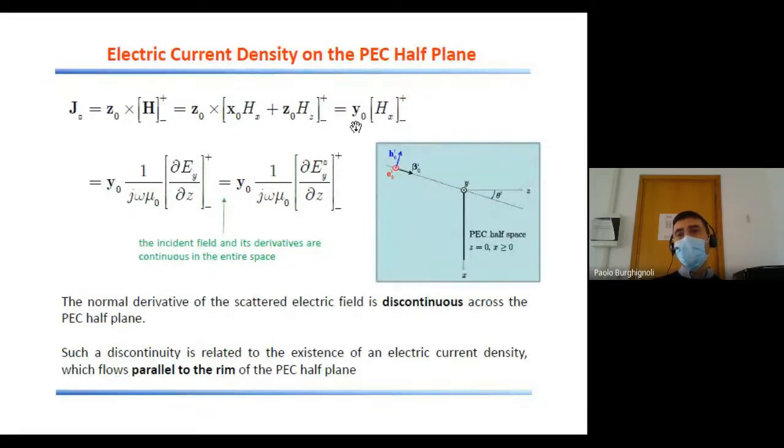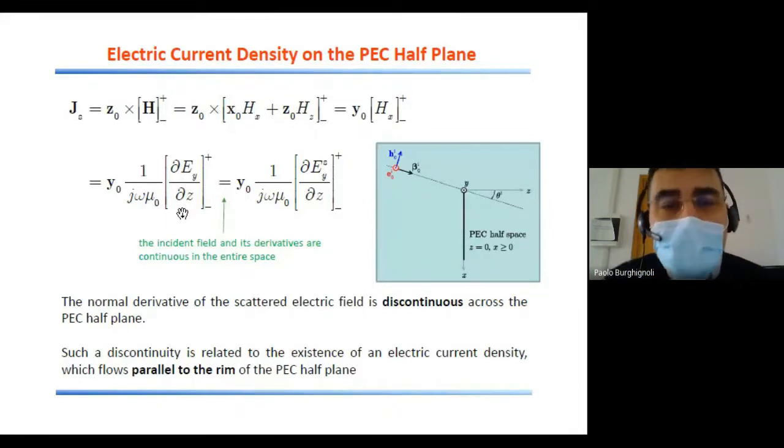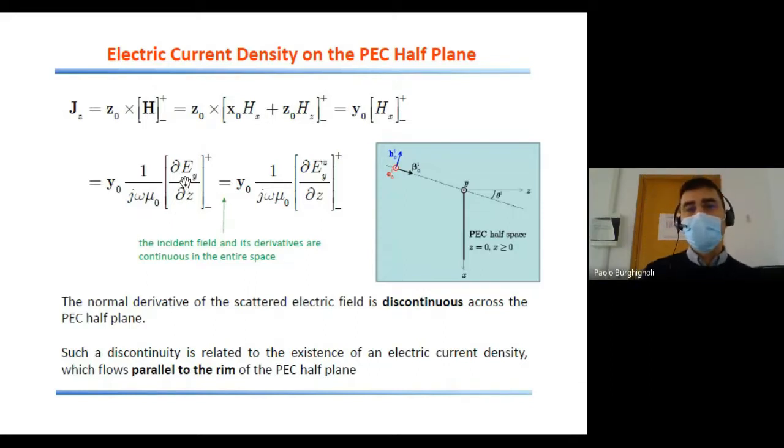So we have a flow of current parallel to the edge of the half plane. And the amplitude of this flow is related to the jump of the x component of the magnetic field, which is equivalent to the jump of the z derivative of the y component of the electric field. Now, since the total electric field is the sum of the incident and scattered field, and since the incident field is continuous together with its derivatives everywhere in space, the field can have no jump.